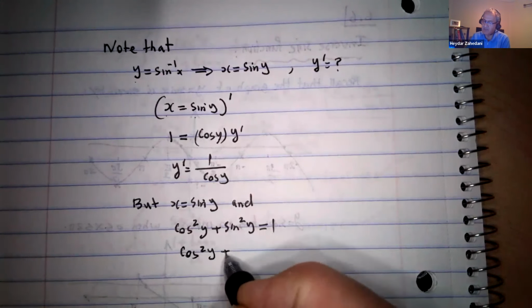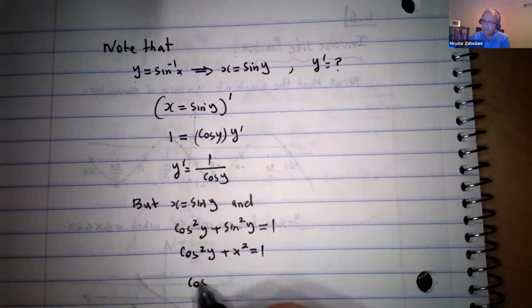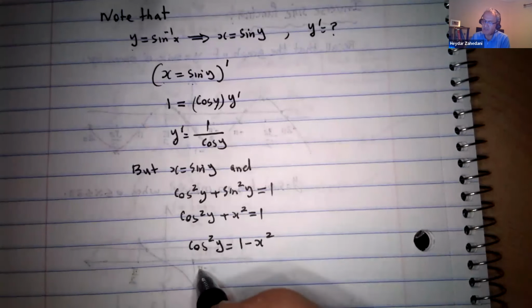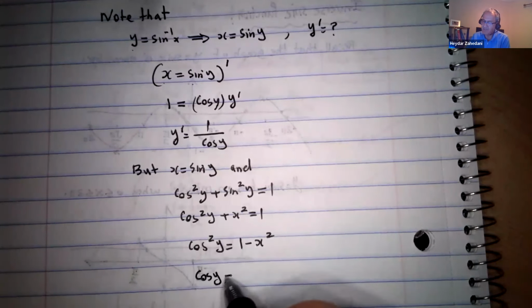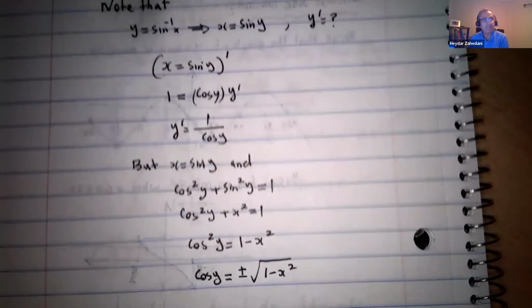So that gives you x squared equal to 1. So the cosine squared is 1 minus x squared. So the cosine of y is going to be positive or negative a square root of 1 minus x squared.